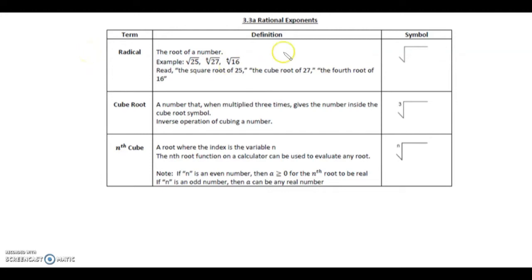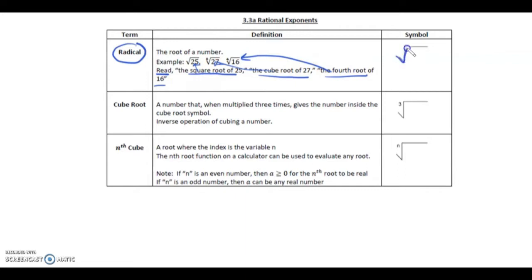Okay, 3.3a, rational exponents. So as a review, what is a radical? A radical is the root of a number. For example, root 25, the cube root of 27, the fourth root of 16. How we read these is the square root of 25, the cube root of 27, the fourth root of 16, consecutively.